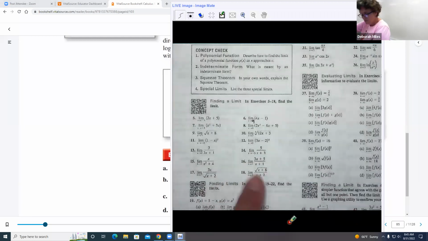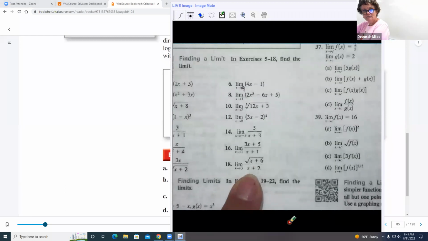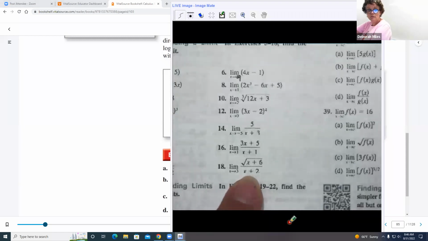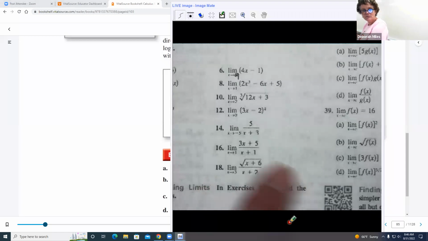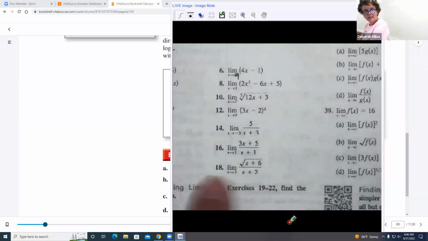I don't even think there's any point in writing down any of those examples. I'll just say on number 18, the limit as x approaches 3 of this function, if you put 3 in place of x, you'd have square root of 9. That numerator is just 3. The denominator would be 5. So that limit is 3/5.